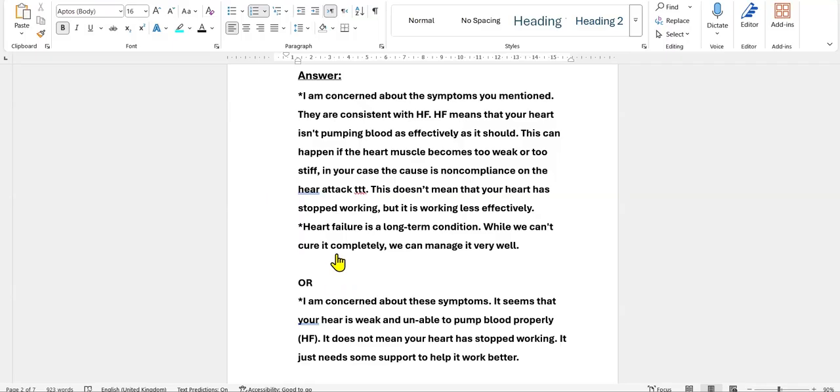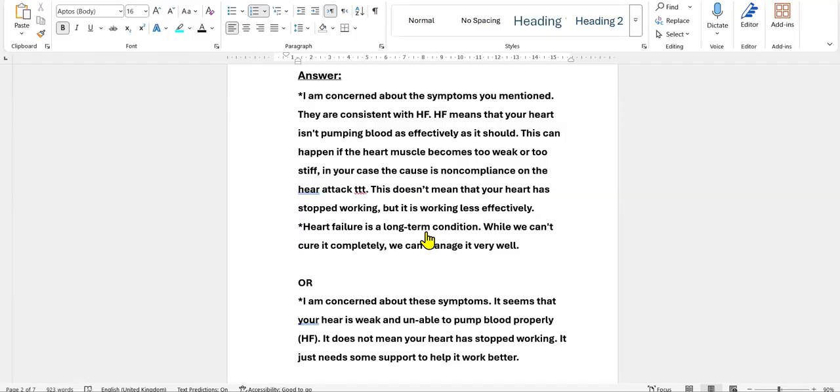While we can't cure it completely, we can manage it very well. You can say that, or you can tell her or him, it is a long-term condition. There is no 100% cure of it, but we can manage it. It is manageable. All right.